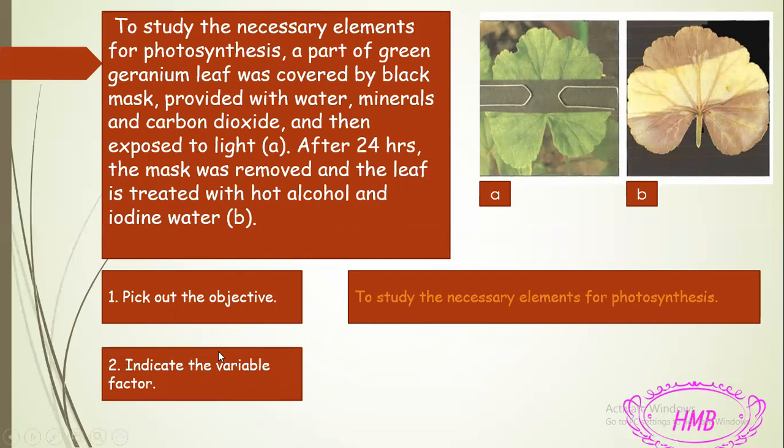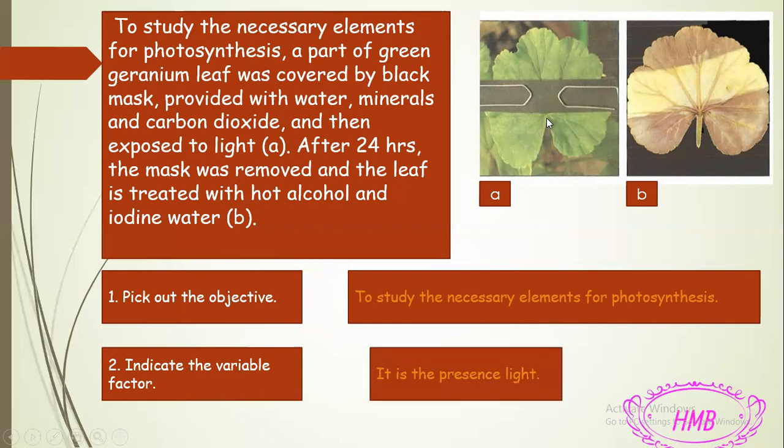Number two, indicate the variable factor. What was the variable factor? As we read and saw the two documents, we can see that one part of the plant was exposed to light, which is the green part here, and one part was masked by a black cover, so it was not exposed to light. So this is the variable factor. It's the presence of light on some part and the absence of light on another part.